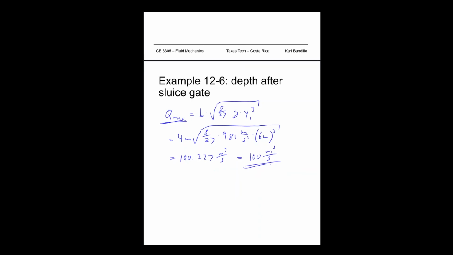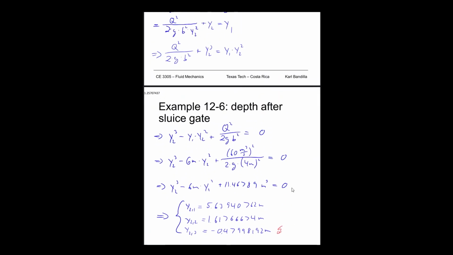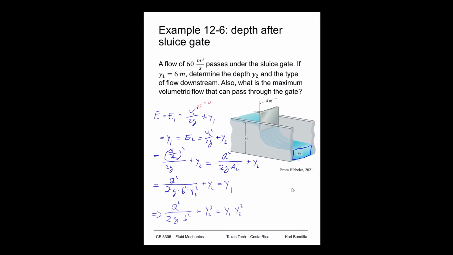Quite the capacity. All right, so this was example 12.6, where we figured out what the flow would be after the sluice gate and what the maximum flow would be that we could get through the sluice gate.